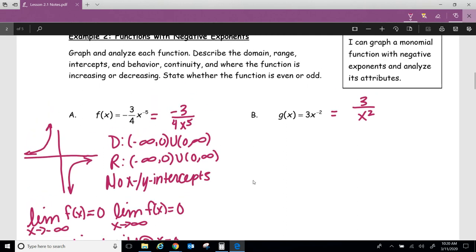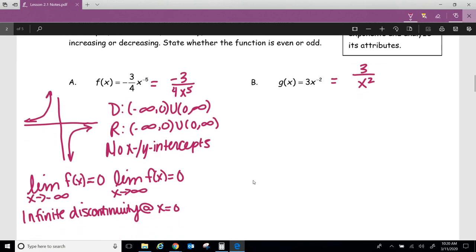Okay, we've talked about end behavior, range, domain, intercepts, continuity, and then where are we increasing or decreasing? We are increasing, so from negative infinity to 0, as we read the graph left to right, always left to right, remember. Negative infinity to 0, and when we go over here, yeah, it's on the negative part of the graph, but as we go left to right, it's still increasing. So from 0 to infinity.